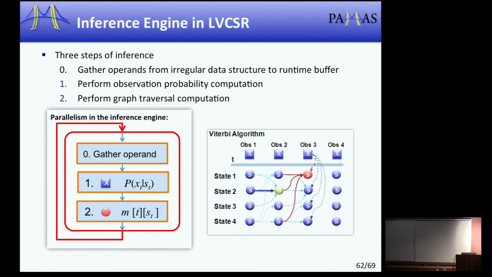Then we do 3 stages at each level. We gather our operands into a contiguous buffer. We compute observation probabilities, which is the probability of hearing this observation given that you're in this state. So you do that for every single active state. And then you have to do a graph traversal. That is going from the previous observation into your current observation. So you have to traverse every one of these edges and compute the max at every new state. It's 3 stages. That's a pipe and filter.